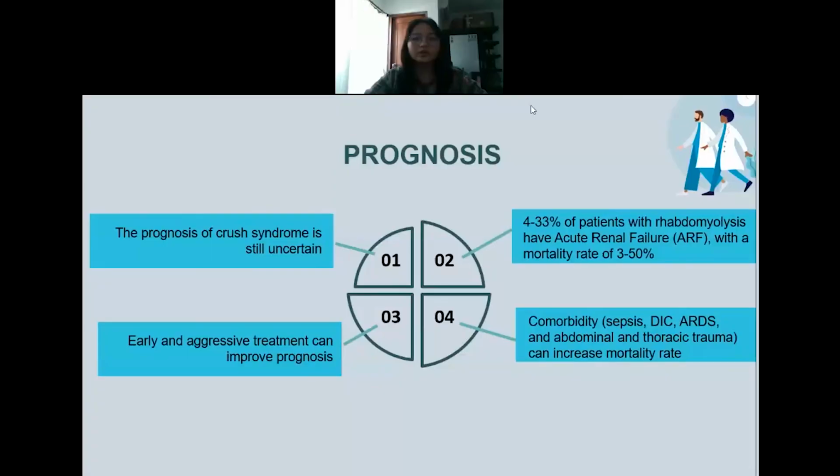The prognosis of crush syndrome is still uncertain because the data source comes from case reports, so there are differences in the timing of treatment. Based on several studies, 4 to 33% of patients with rhabdomyolysis or crush syndrome have acute renal failure, with a mortality rate of 3 to 50%. However, some studies suggest that early and aggressive treatment can improve the prognosis. Besides that, comorbidities, for example sepsis, DIC, ARDS, and abdominal and thoracic trauma, can increase the mortality rate of crush syndrome.